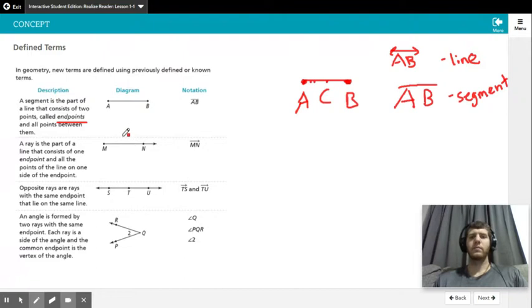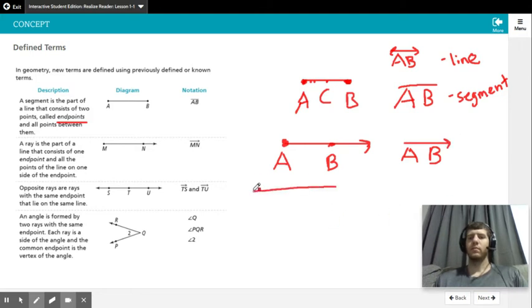Okay, so a segment is part of a line. A ray is also part of a line. It's going to have one endpoint, and then it's going to go off forever in one direction. So to name the ray, we use the one endpoint, and then any other point on that ray. In this case, we can use B, and it starts at A and then goes through B.